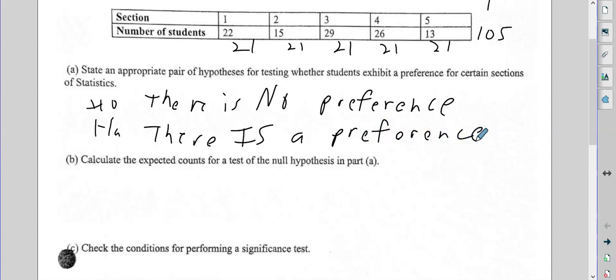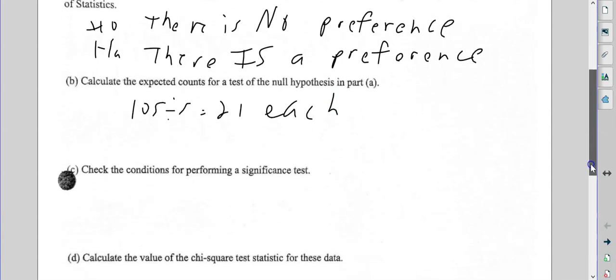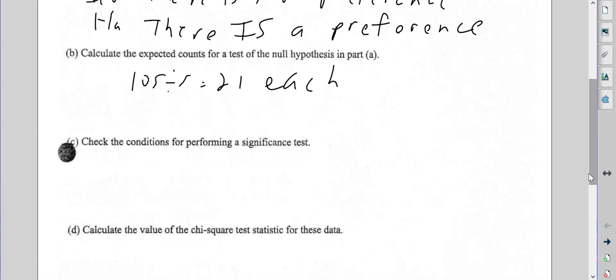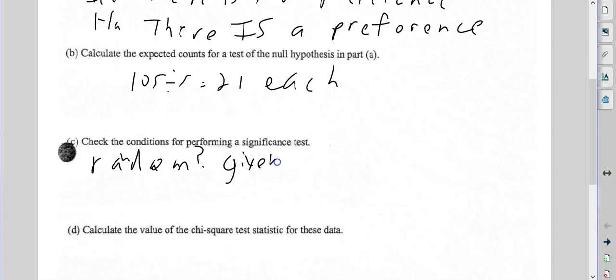Calculate the expected counts above. I did that already. 105 divided by 5 equals 21 each. Check the conditions for performing a significance test. Well, first we check for random. And that was given. It did say that in the initial, so I'm good. Number, well, we have greater than 30, so we're good to go. We have 105.